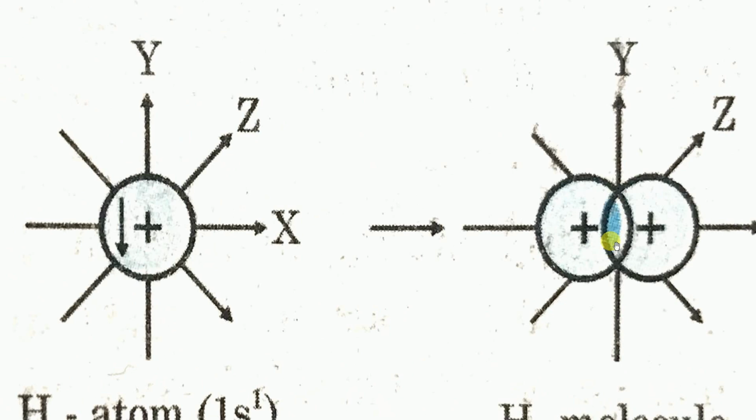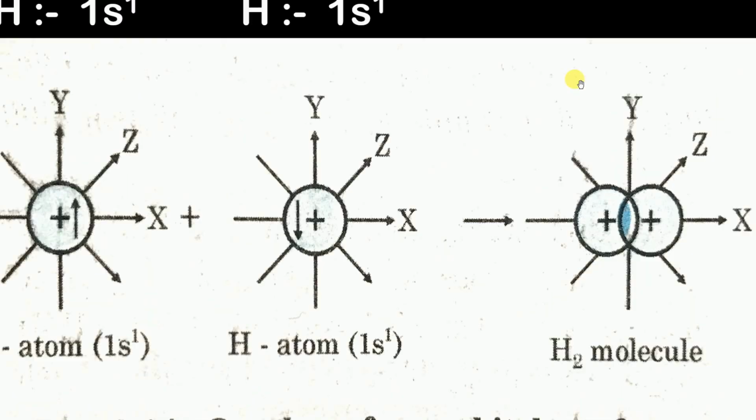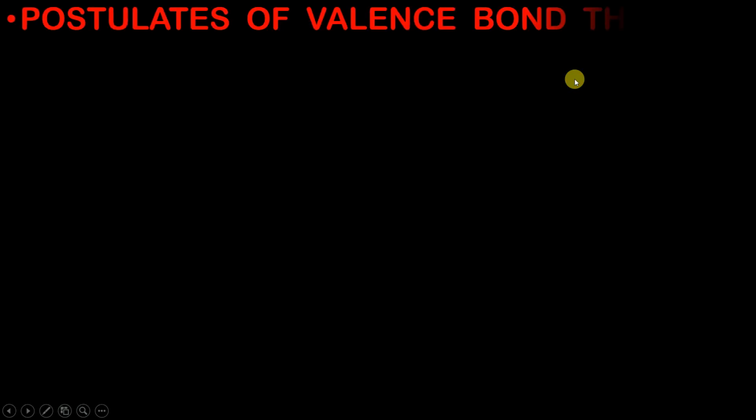So what this seventh postulate tells us is that the strength of the covalent bond is going to depend on the extent of overlap. So the greater the amount in which they overlap, the greater will be the strength of the covalent bond. If they overlap less, then the strength of the covalent bond will also be less. So this is what the seventh postulate tells us.